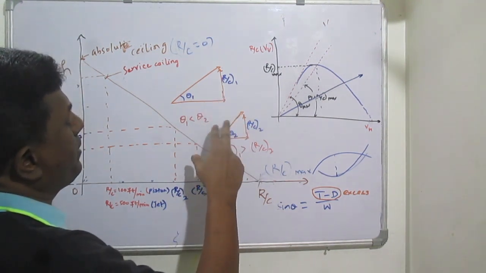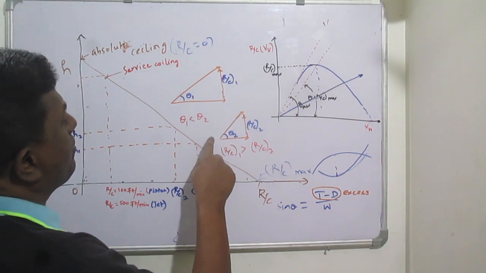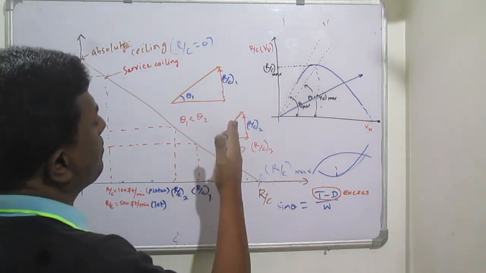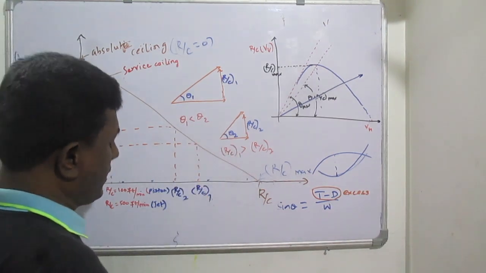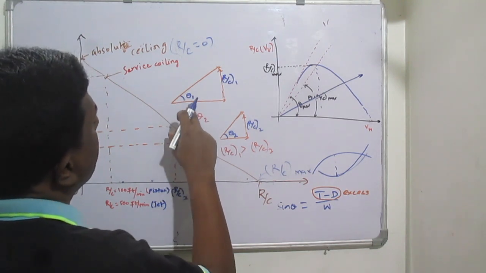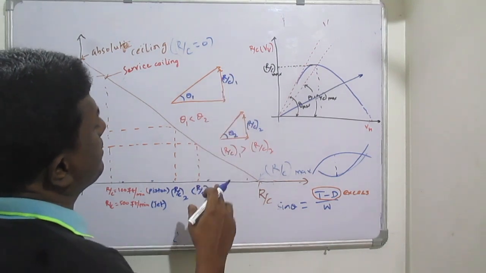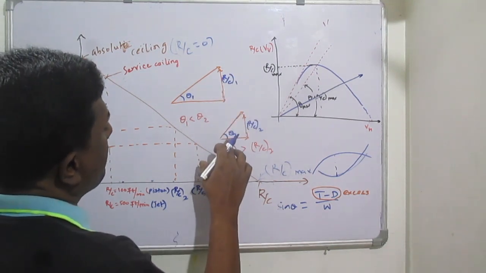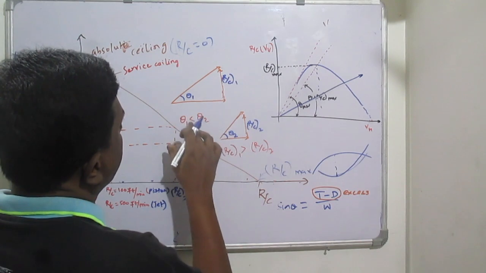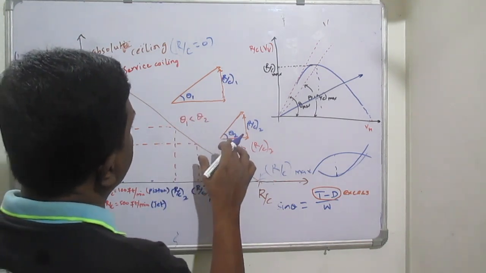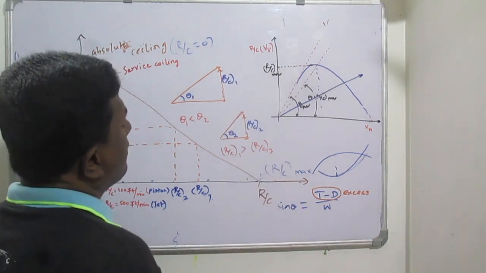This is happening for different altitudes. So when the angle of climb increases, the rate of climb decreases. You can see here, when the angle of climb is theta 1, the rate of climb we find is RC1. When the angle of climb is theta 2, the rate of climb is RC2. Obviously theta 1 is less than theta 2, then the rate of climb RC1 is greater than RC2.